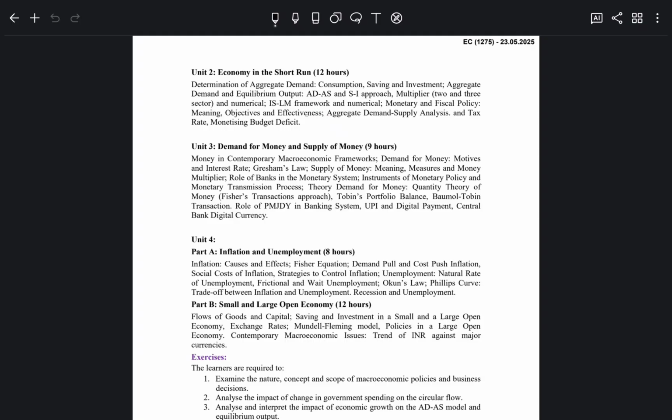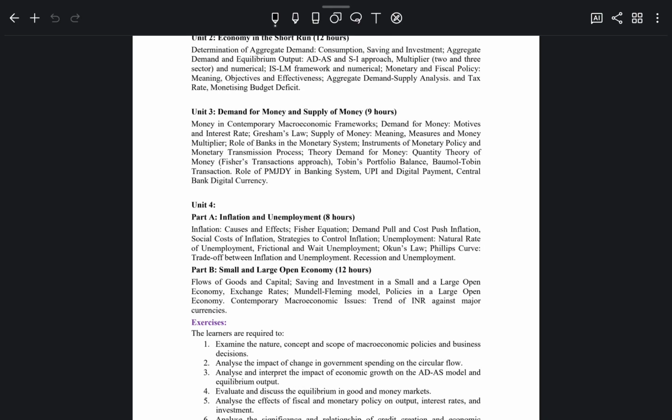We will be understanding the ISLM framework and the numericals therein, and through this framework we will be understanding monetary and fiscal policy, their meaning, objectives, and effectiveness, aggregate demand and supply analysis, and the tax rate and monetizing the budget deficit.